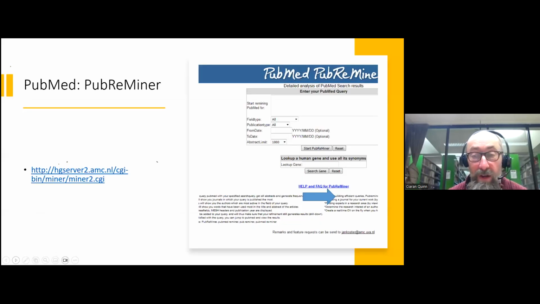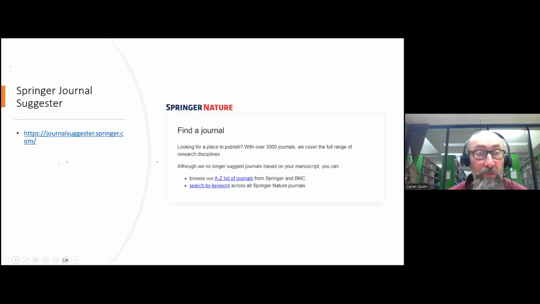PubMed Reminer, a little different. You do a search and it'll just suggest journals around your topic. Quite a useful tool. Springer Journal Suggester. You've probably seen some of these just in your general research.